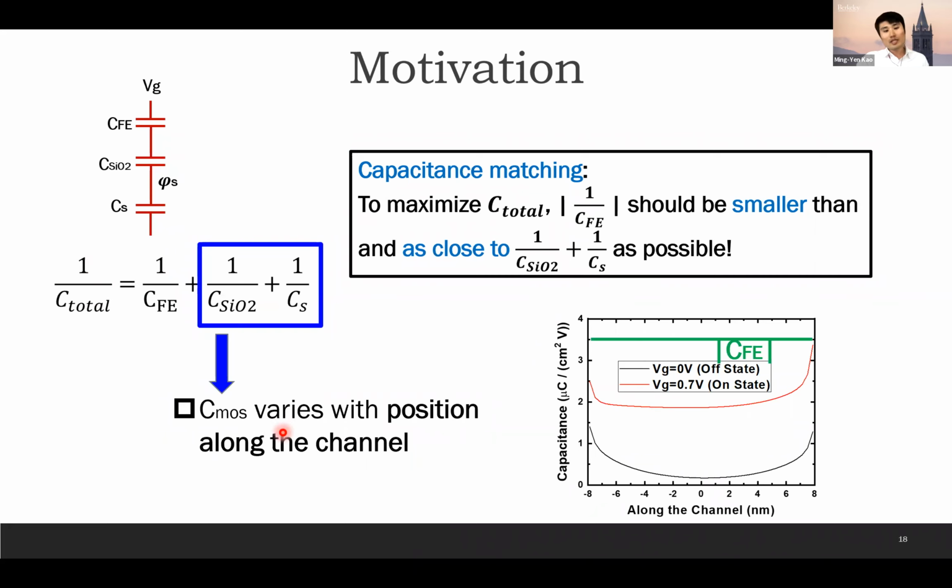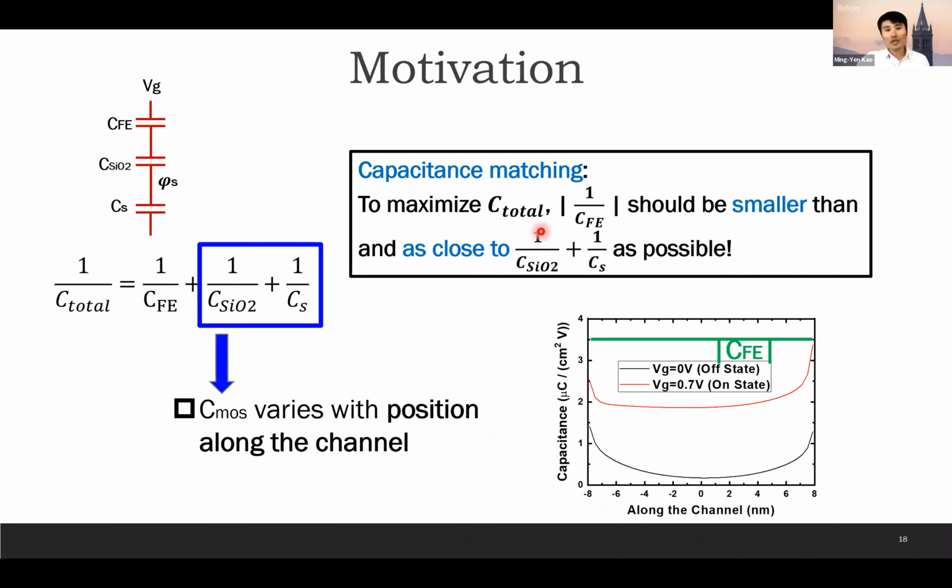And this C_MOS will vary with the position along the channel. As you can see in this plot, the capacitance along the channel, we have different bias conditions. The on-state is this red one, and the off-state is this black curve. And that C_MOS value is changing along the channel.